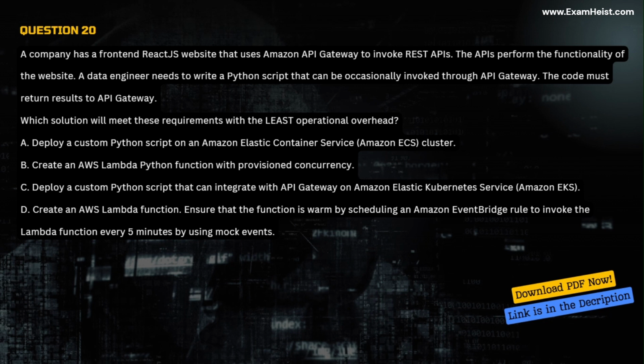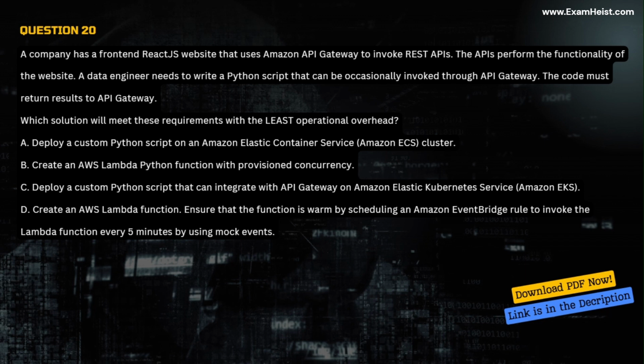Which solution will meet these requirements with the least operational overhead? A. Deploy a custom Python script on an Amazon Elastic Container Service (Amazon ECS) cluster. B. Create an AWS Lambda Python function with provisioned concurrency. C. Deploy a custom Python script that can integrate with API Gateway on Amazon Elastic Kubernetes Service (Amazon EKS). D. Create an AWS Lambda function.